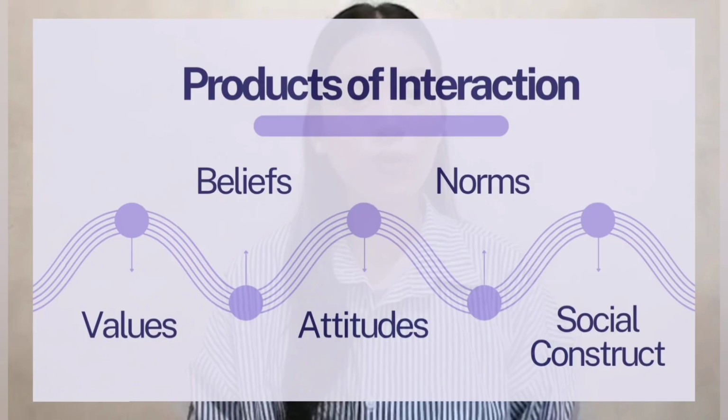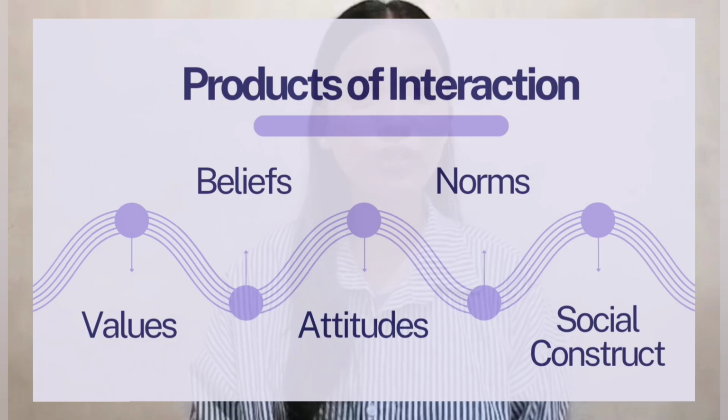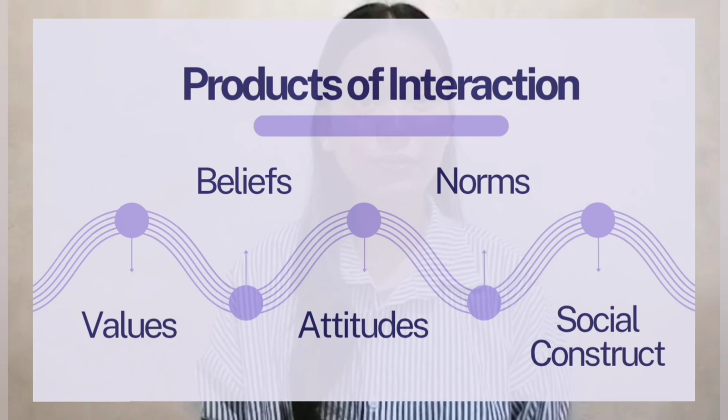In our society, there are a lot of interactions going on, and this results in us having products of interaction. And we are going to talk about the 5 products of interaction, which are the beliefs, norms, attitude, social construct, and values. So first, let's tackle what is value.